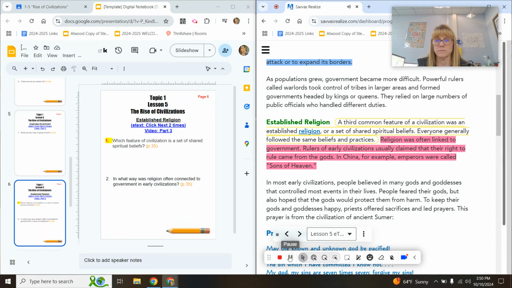Religion was often linked to government. Rulers of early civilizations usually claimed that their right to rule came from the gods. In China, for example, emperors were called sons of heaven.